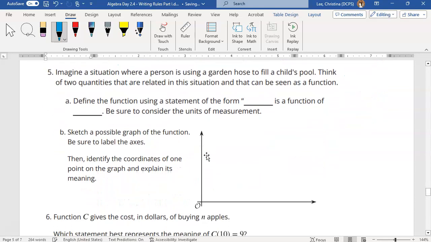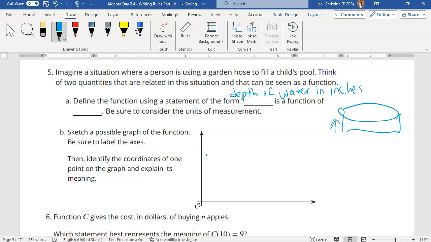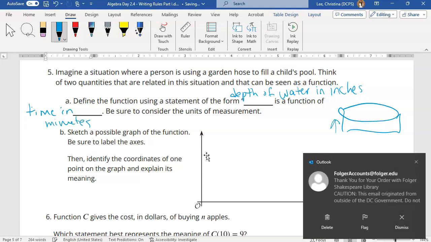Imagine a situation where a person is using a garden hose to fill a child's pool. All right, so if you need to, draw a little pool image. The water is going into the pool, right? Think about the 2 quantities. So the 2 quantities would be the depth of the water in, let's say, inches. It's a pretty small pool. So depth of water in inches, or if you want to be in metric, centimeters is fine, is a function of, well, as the water is being poured in, we would be measuring that over time. So you could say time in. I would probably say in minutes to give the water time to form actual inches.